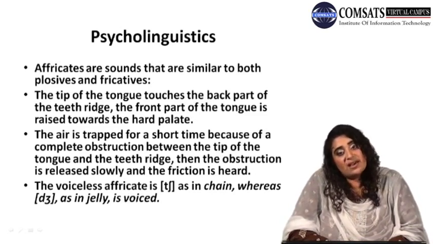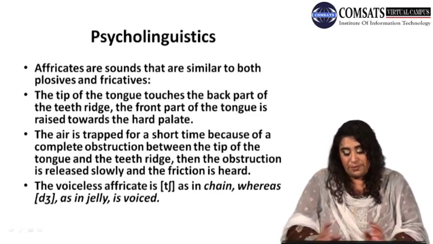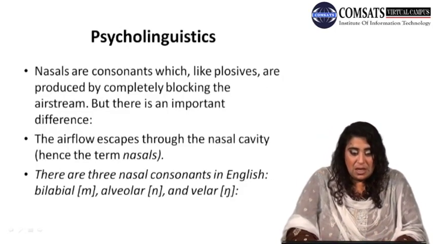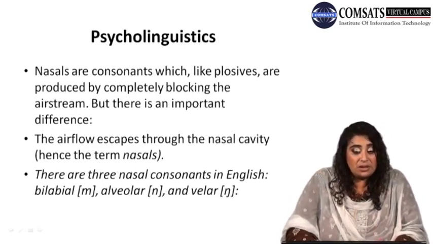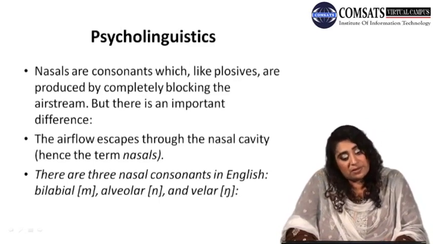So we'll say J is voiced. Now nasals are consonants which, like plosives, are produced by completely blocking the airstream, but there is an important difference.